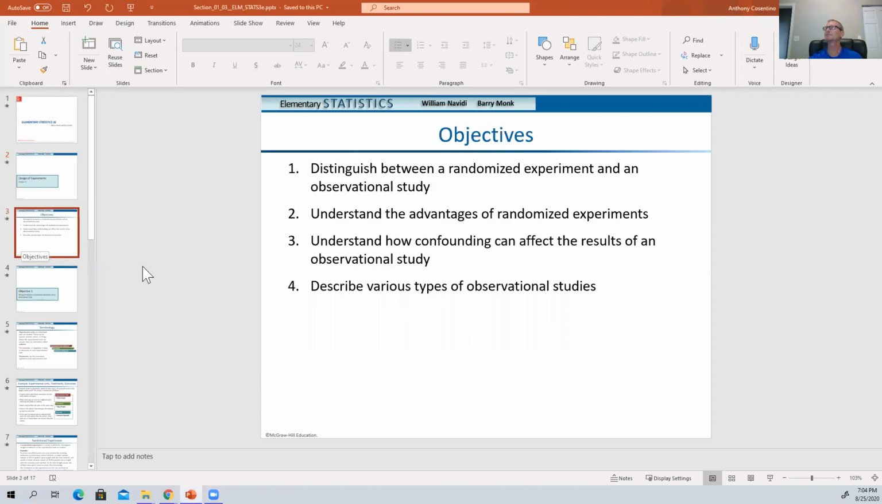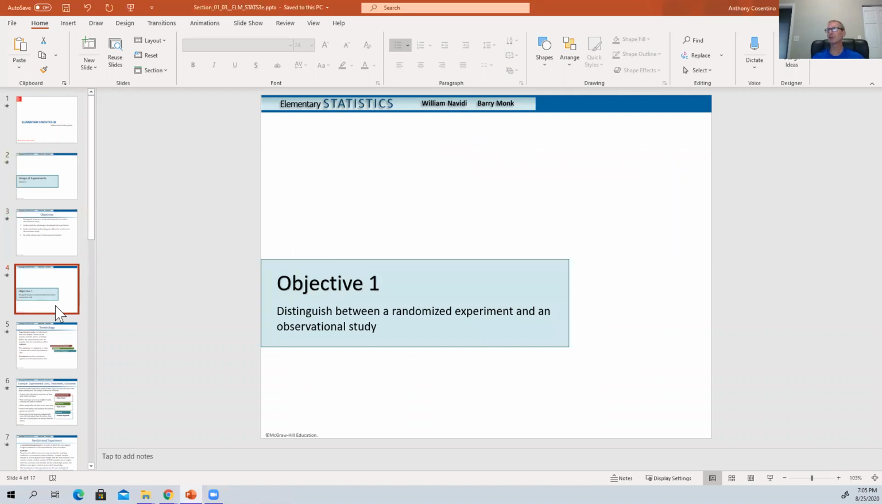So these are what we're going to talk about with regards to the objectives in this section. And the idea of randomizing experiments, and trying to do that, is usually a really good thing, as we talked about in the first section. And so let's talk about a randomized experiment and an observational study.